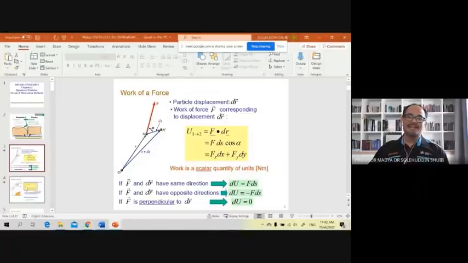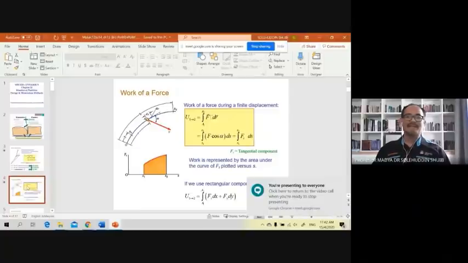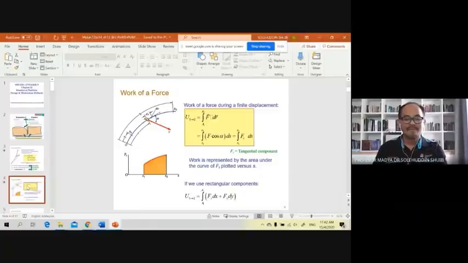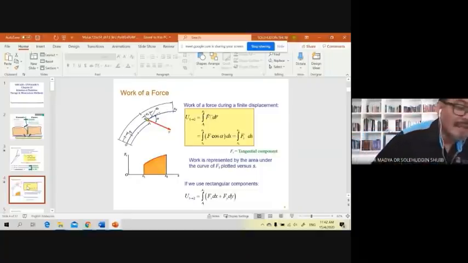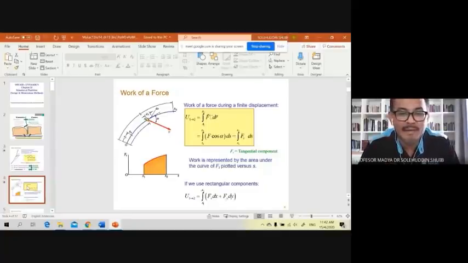All right, we proceed to the next slide. This slide shows how we can look at the finite displacement: work of a force during a finite displacement.